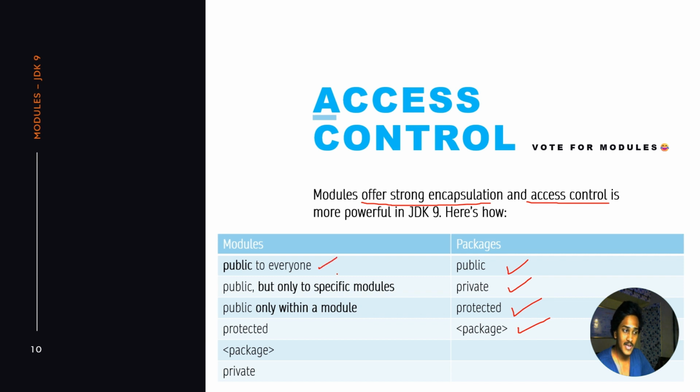It can be public, but only to specific modules. It's like using the protected keyword for packages. Then public only within one module in which you would want, which also means a concealed package, and the rest of the access specifiers: protected, package private, and of course public. So these are the access controls that you get to see that modules bring with them. Let's move on to the next slide.